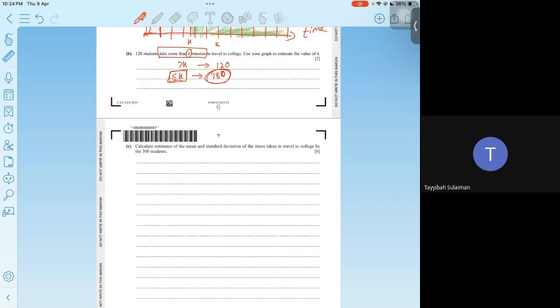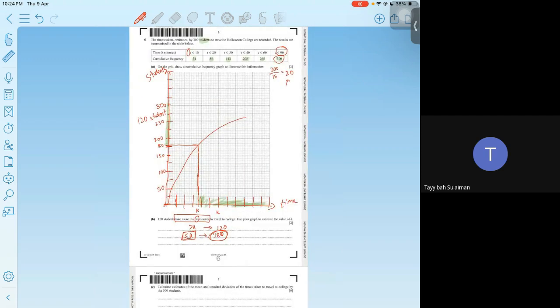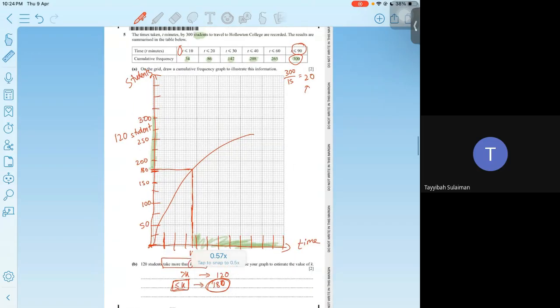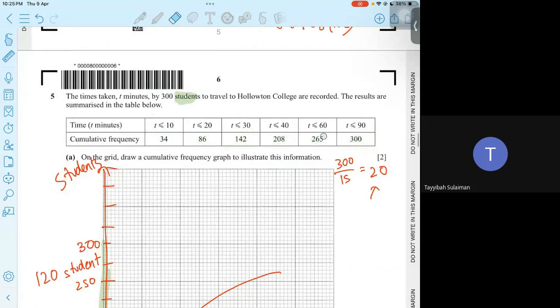Calculate estimates of the mean and SD of the times taken to travel to the college by the 300 students. Okay, do we know how to do this? From a cumulative frequency graph or a cumulative frequency chart, do we know how to solve these maths? Yes? No? Okay, so this is an important question because it involves classes in this shape, as you can see. Remember, I was telling that we need these values. This is when we actually need the values, okay? So let's just find these values real quick.